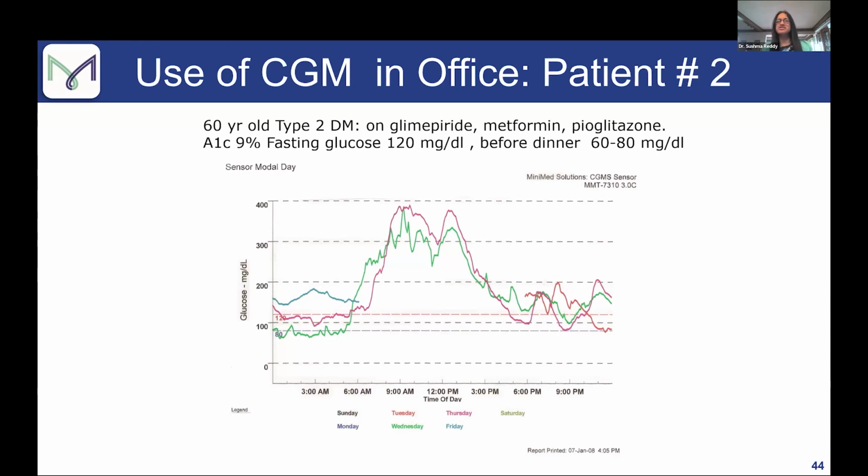So for sure, again, going back to that previous question, if you've got somebody with an elevated A1C, definitely a one-time CGM use is very, very helpful, even if this patient is not on insulin or not on something that would cause hypoglycemia.